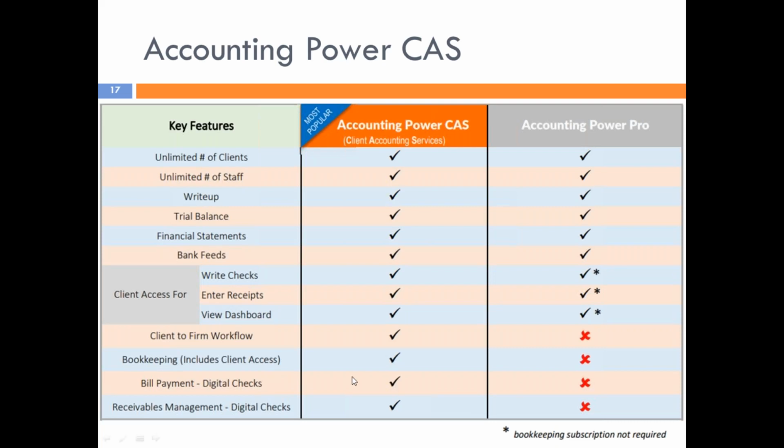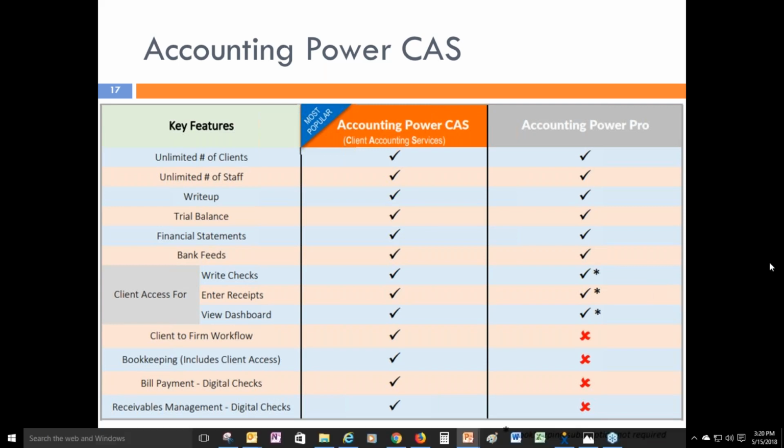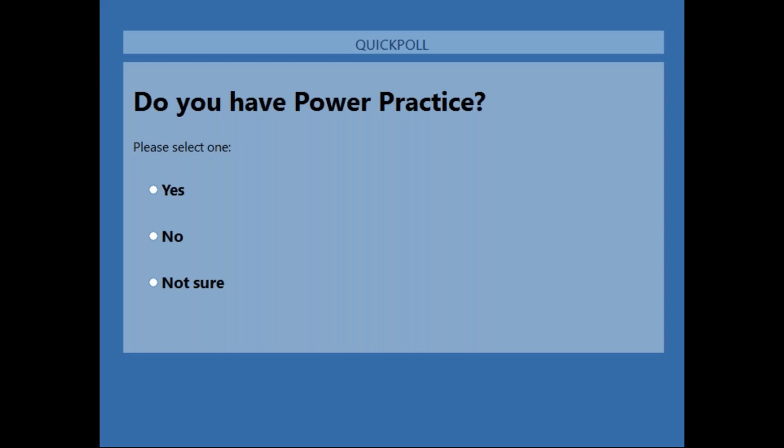Now I'm going to get into a little bit on Accounting Power CAS. But before I do, I want to ask a little poll question, because this deals with how many people this affects and how many it does not affect. So I'm wondering how many people have Power Practice instead of just Accounting Power alone, and how many people have Accounting Power alone. I'll let this stay up here for about a minute or so.